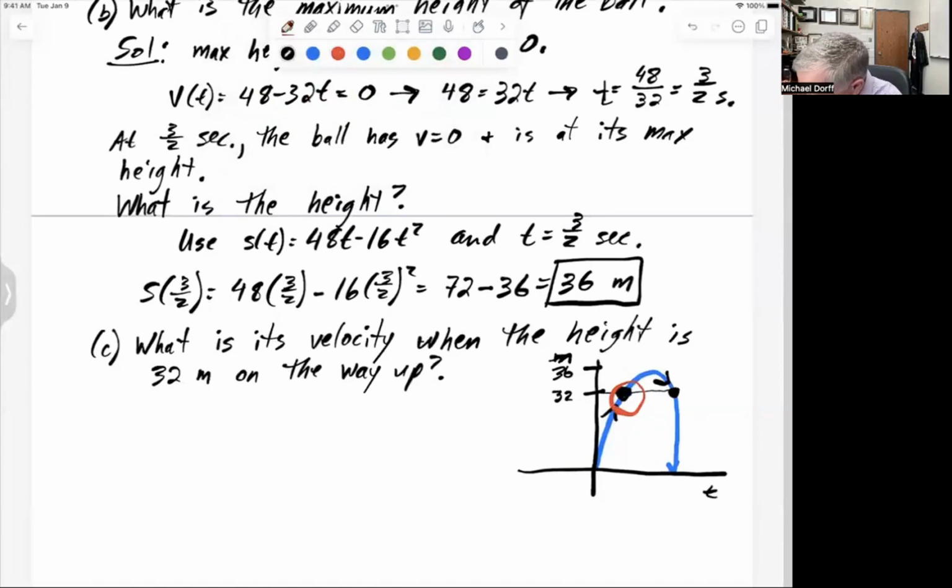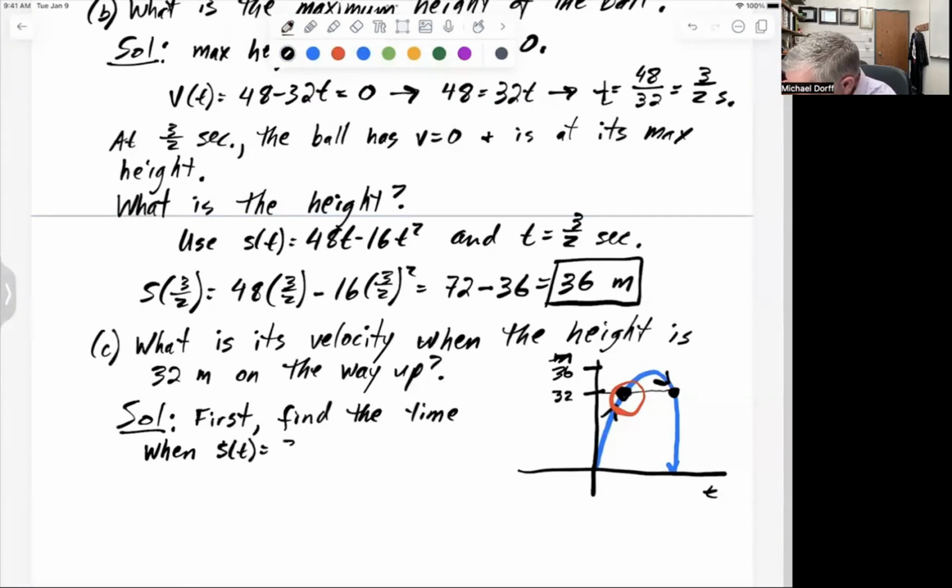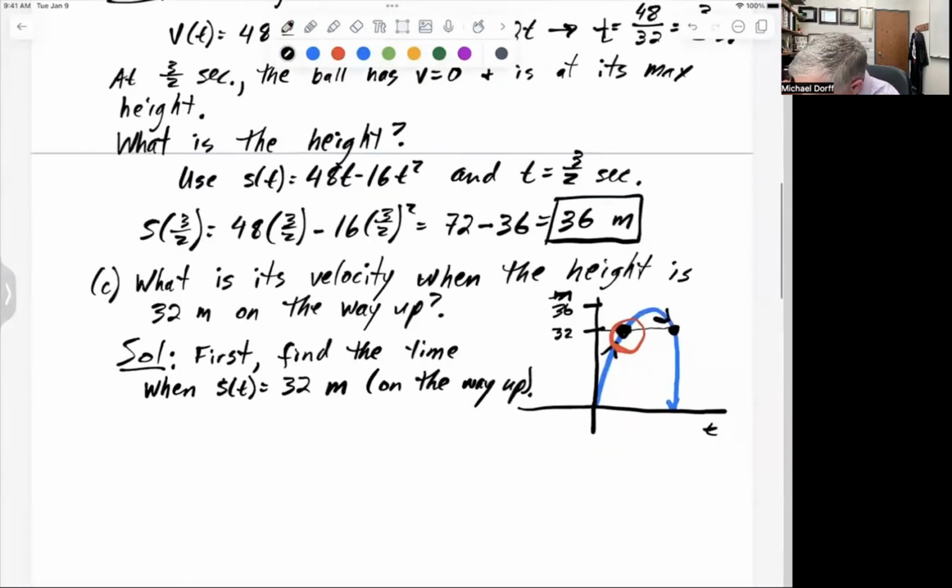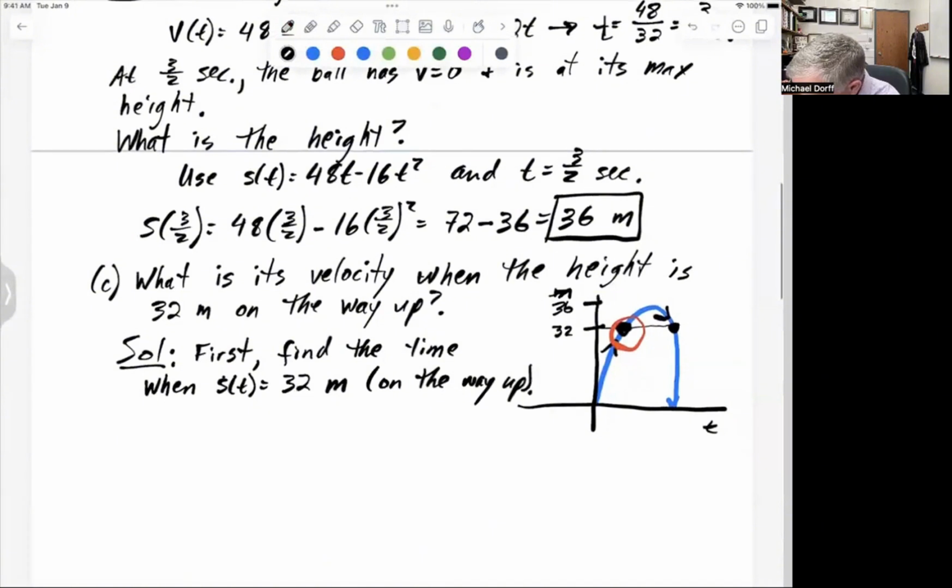Again, like the previous problem, this involves a couple of steps. I need to first figure out the time that happens. And then once I find the time, I can put that into the velocity and figure out what the velocity is. All right, so first find the time when the height equals 32 meters on the way up. I'm going to take my original equation. Remember, that was s of t is 48t minus 16t squared. And I'm going to set it equal to 32.